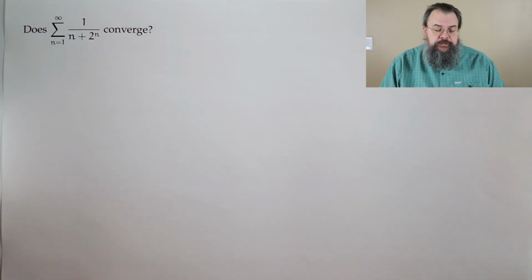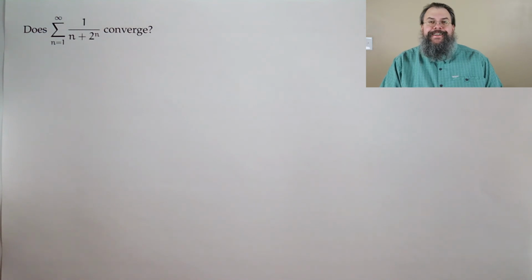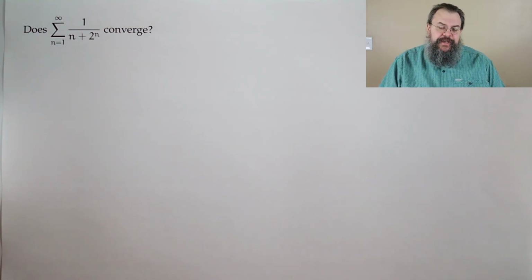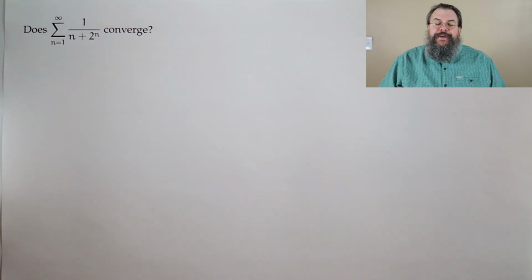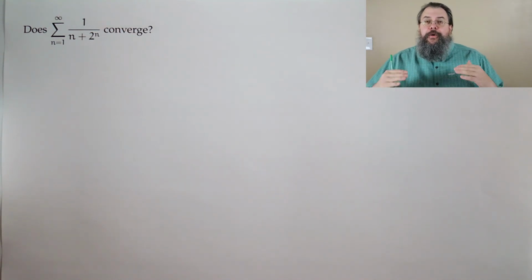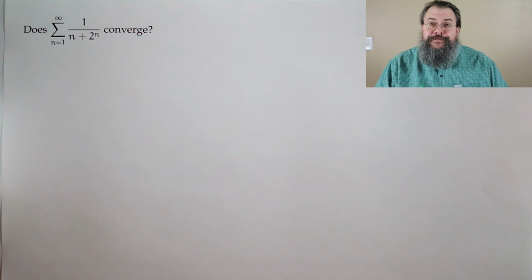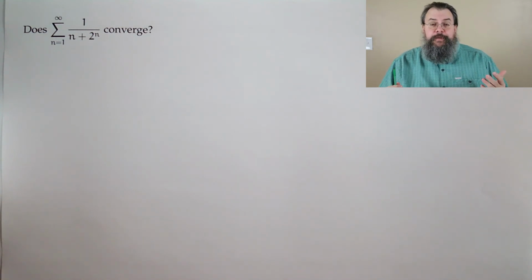Now, the question. Does the sum from 1 to infinity of 1 over n plus 2 to the n converge? All right. So, again, we like to sort of answer the question before we begin. And so, really, most of what we're focusing on is the justification. So how do we answer the question before we begin?